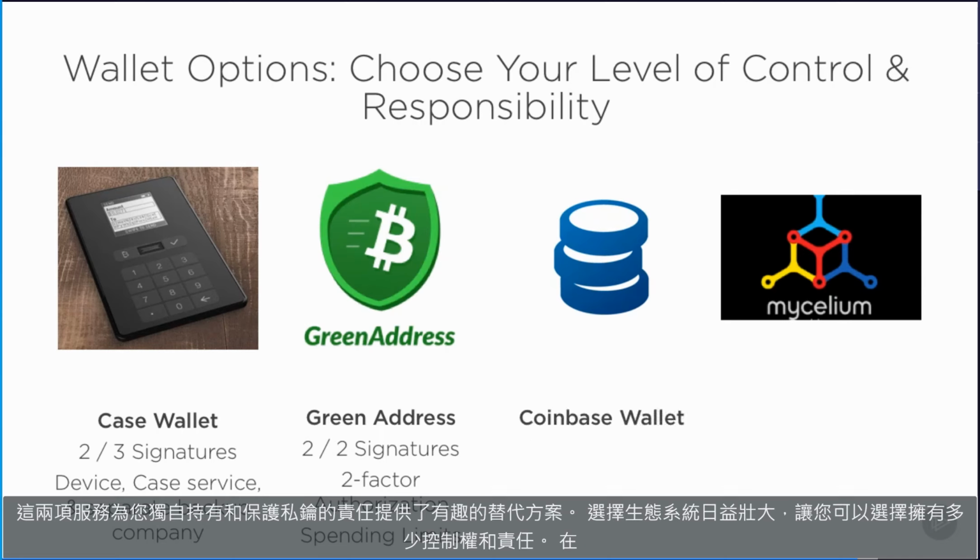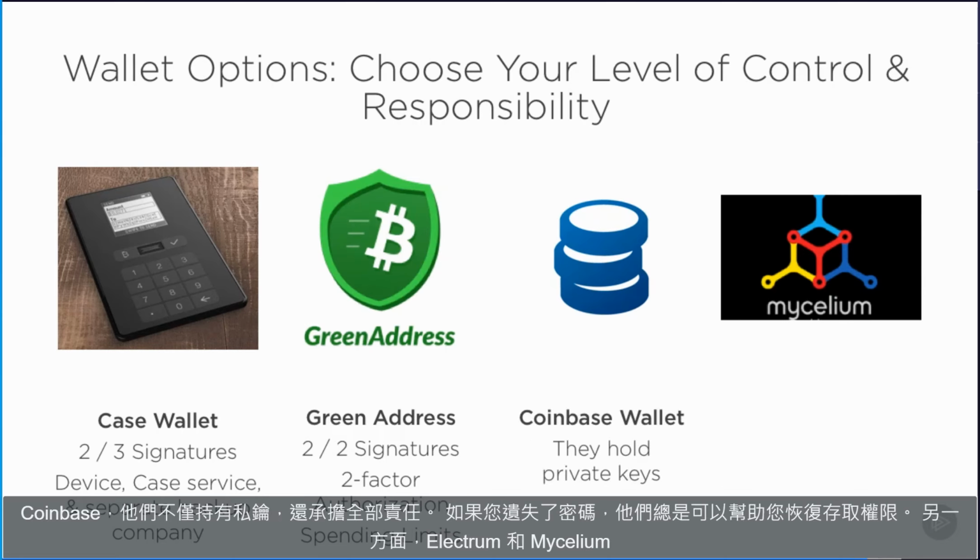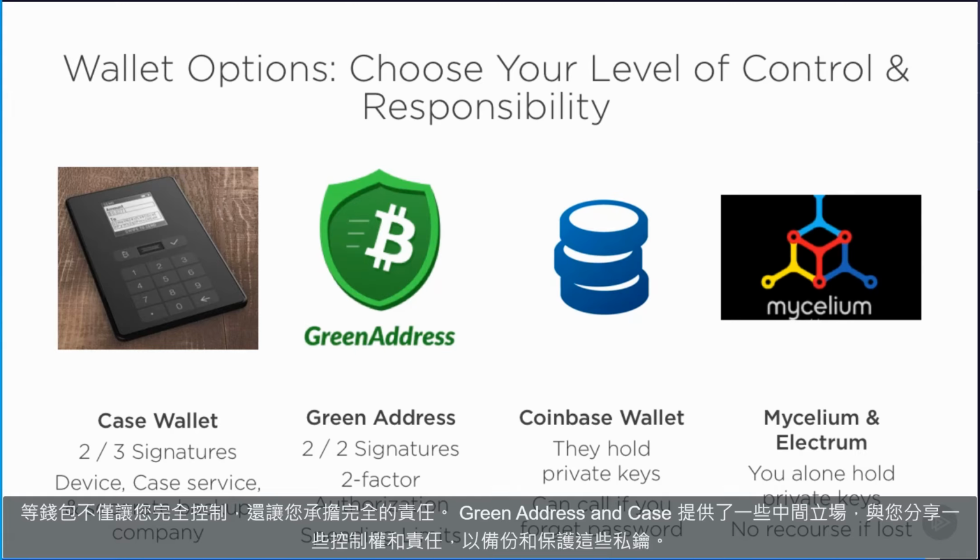With Coinbase, they hold the private keys, but also all the responsibility. If you ever lose your password, they can always help you recover access. On the other end, wallets like Electrum and Mycelium give you complete control, but also complete responsibility. Green Address and Case offer a bit of middle ground, sharing some control and responsibility with you for backing up and safeguarding those private keys.